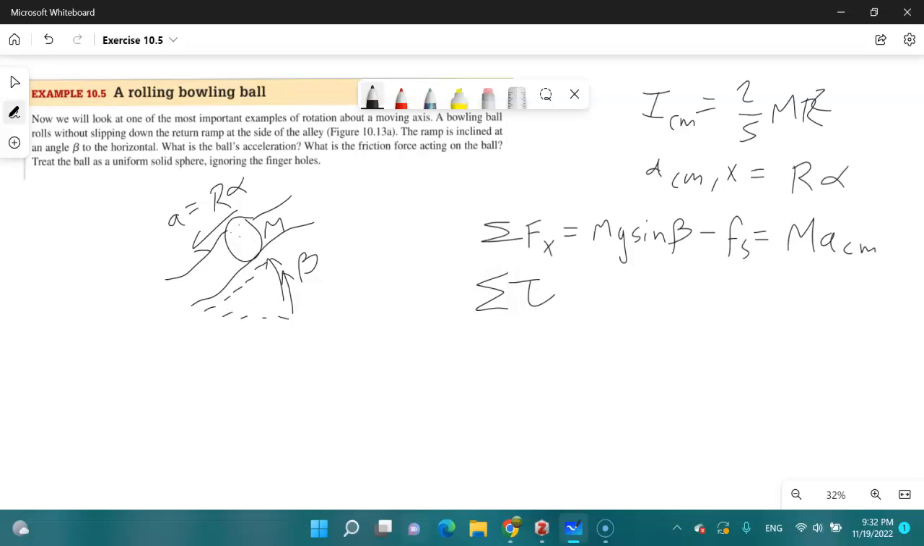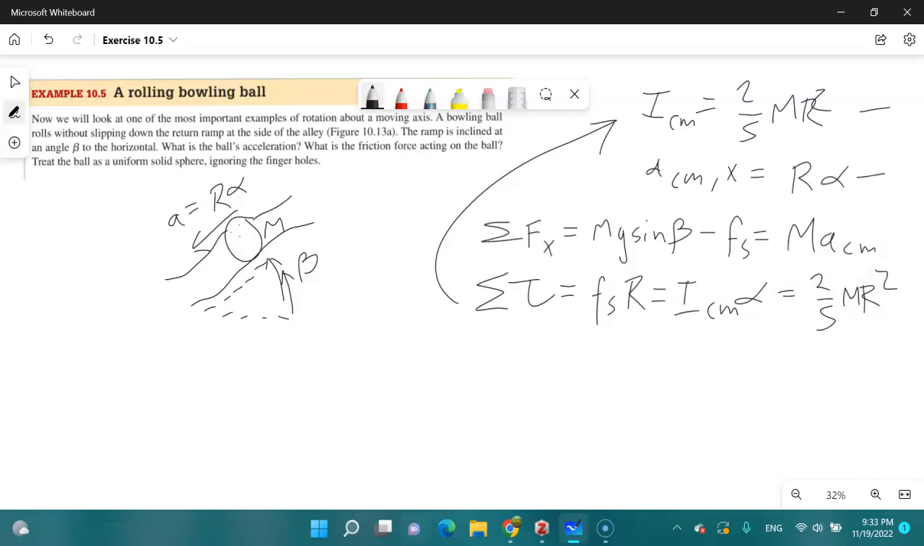If we try to find the total torque, we know that it's the static friction times the radius, and that's equal to the inertia times alpha. That's from here and here. This gives us 2/5 times the mass times the radius squared, times the acceleration in the x direction over the radius. We're simply taking the inertia and multiplying it by the acceleration over r.